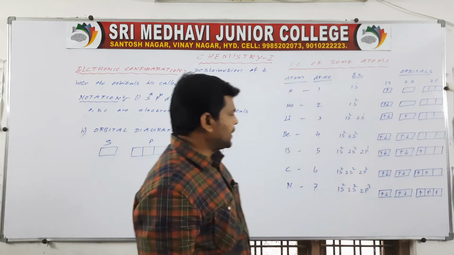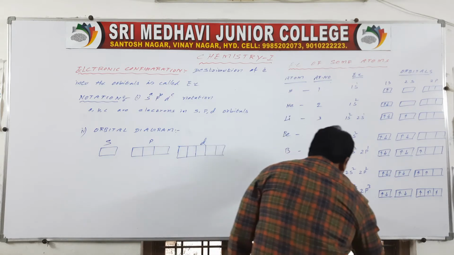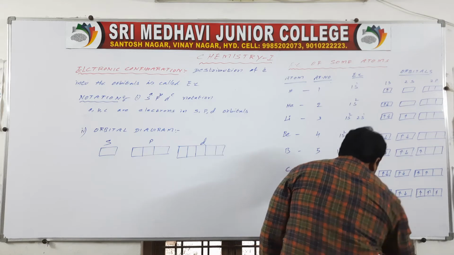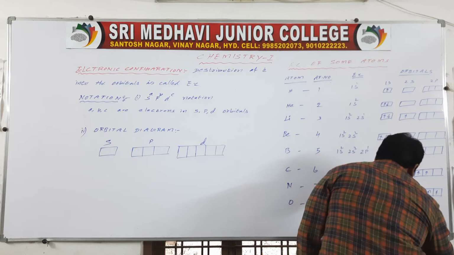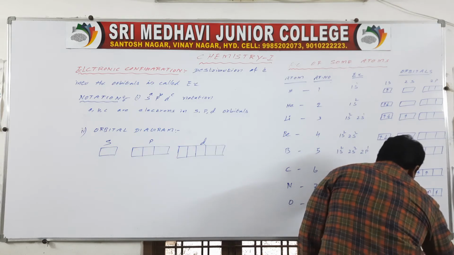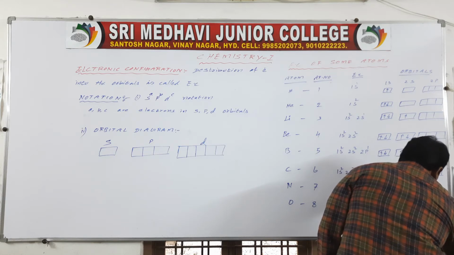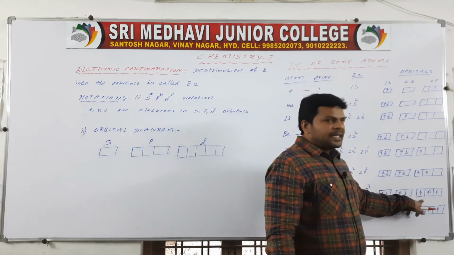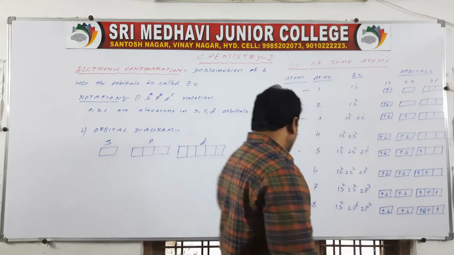This is nitrogen. Next oxygen, 8, 1s2, 2s2, 2p4. In 1s how many? 2. In 2s how many? 2. In 2p how many? 4. 1, 2, 3, and then pairing. First the degenerate orbitals are filled with at least one electron, then pairing takes place.